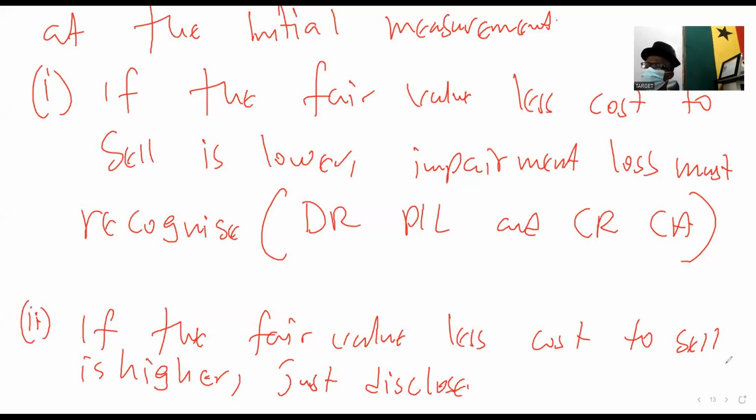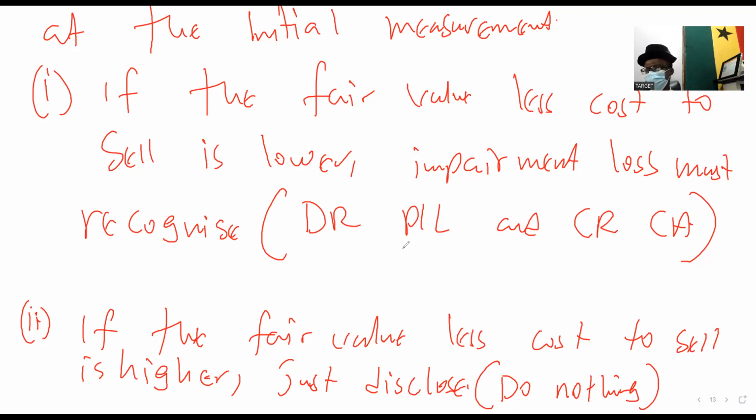Now, if the fair value less cost to sell is higher, you just have to disclose. So here you do nothing. Please do nothing. Doing nothing means no debit, no credit, no passing of entry. You just have to pass a footnote, a disclosure requirement, that at the time of reporting, the asset's fair value less cost to sell was above the carrying amount at the initial measurement when the asset was classified. Something like that, summarize it and then move.